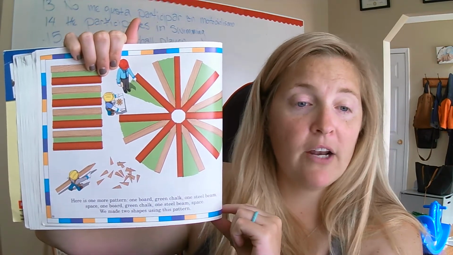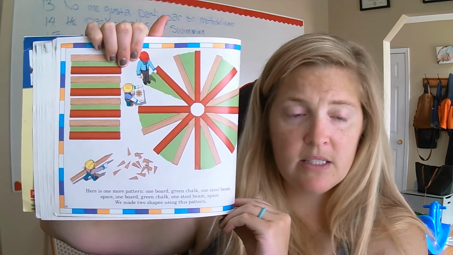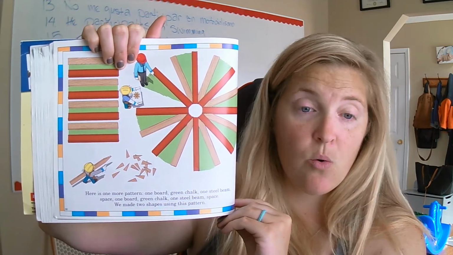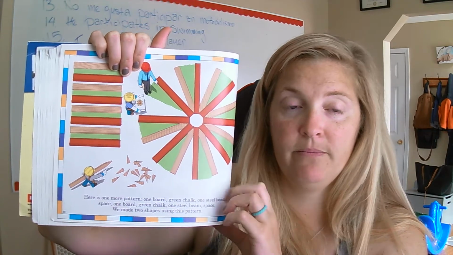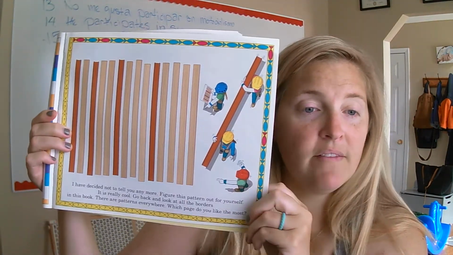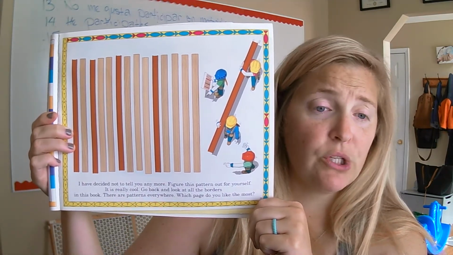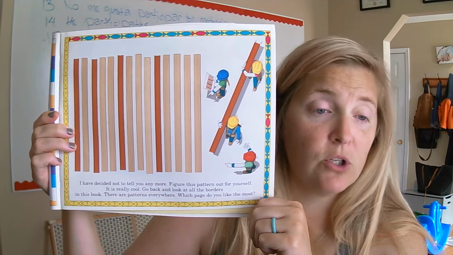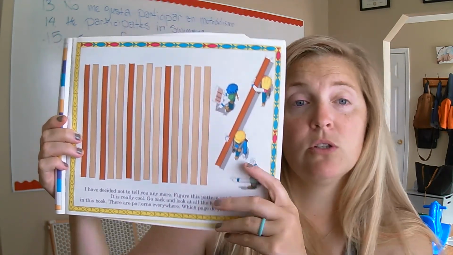Here is one more pattern. 1 board, green chalk, 1 steel beam, space, 1 board, green chalk, 1 steel beam, space. We made 2 shapes using this pattern. I have decided not to tell you anymore. Figure this pattern out for yourself. It is really cool. Go back and look at all the borders in this book. There are patterns everywhere. Which page did you like most?